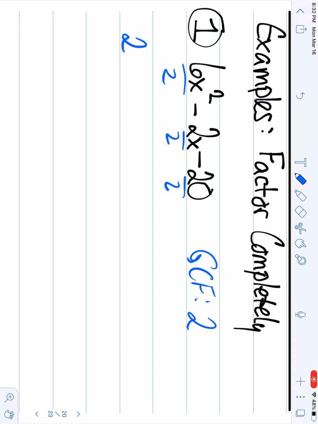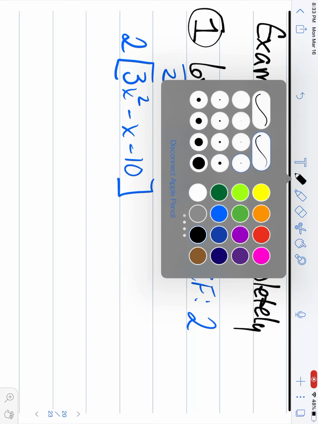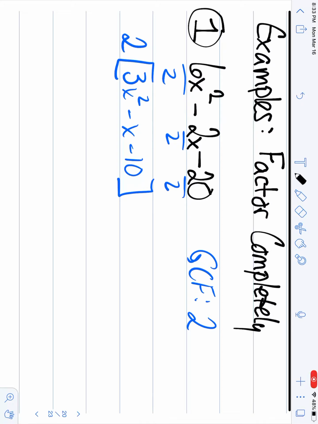If you remember a couple of videos ago, I did a problem that had a GCF in it. How I did that was I used square brackets to enclose the expression that still might need to be factored. So I still have 3x squared minus x minus 10. That way, when I use parentheses in my groups, it doesn't conflict with the brackets. Now we're going to factor the trinomial, and I'm not going to do the guess and check method. I'm going to use the ABC method.